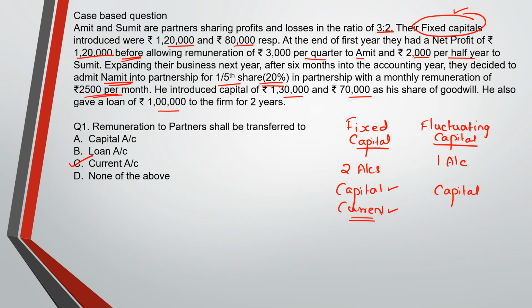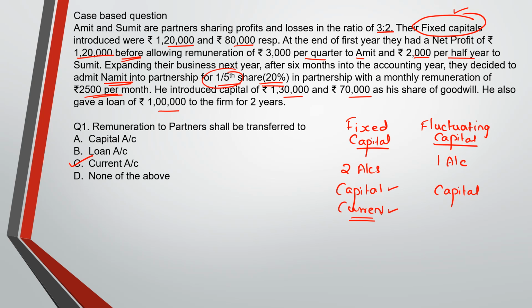They have said the old partners Amit and Sumit were sharing profits and losses in the ratio of 3:2. And they have also said Namit is introduced into partnership for 1/5 share, that is 20% in the partnership. Have you seen anywhere in the entire question whether they have specified how this is being received by Namit from Amit and Sumit? They have not specified how much Amit or Sumit is sacrificing, or how Namit is acquiring from Amit and Sumit.